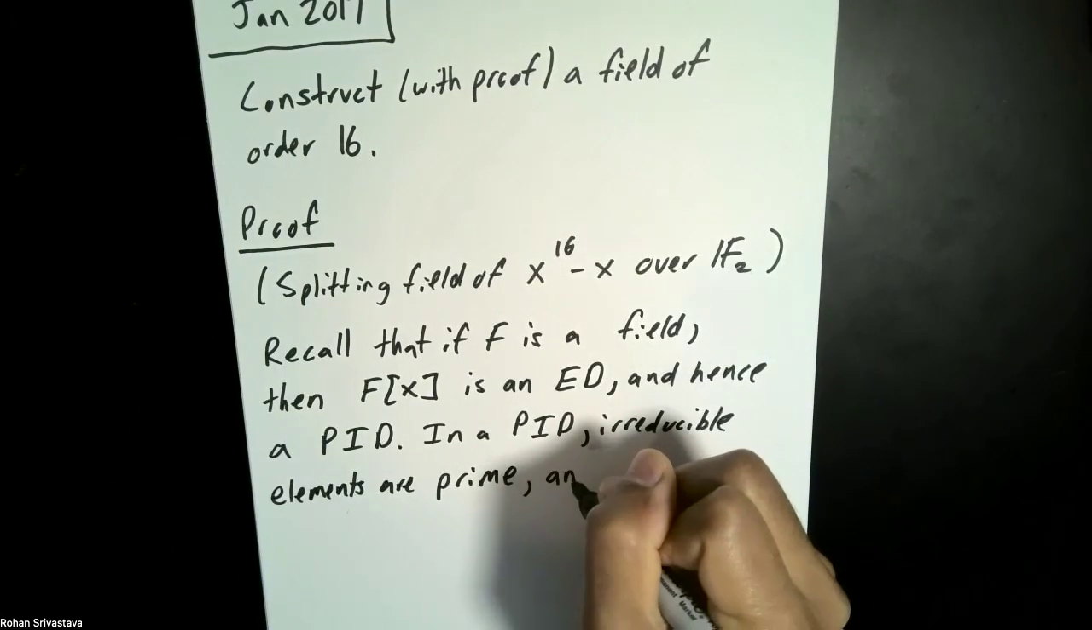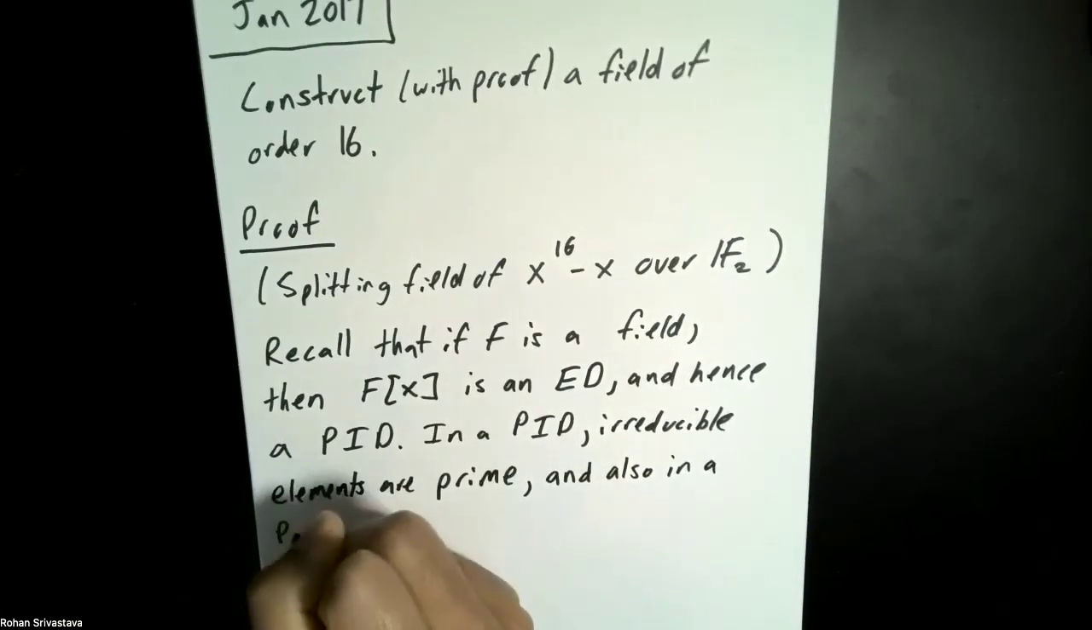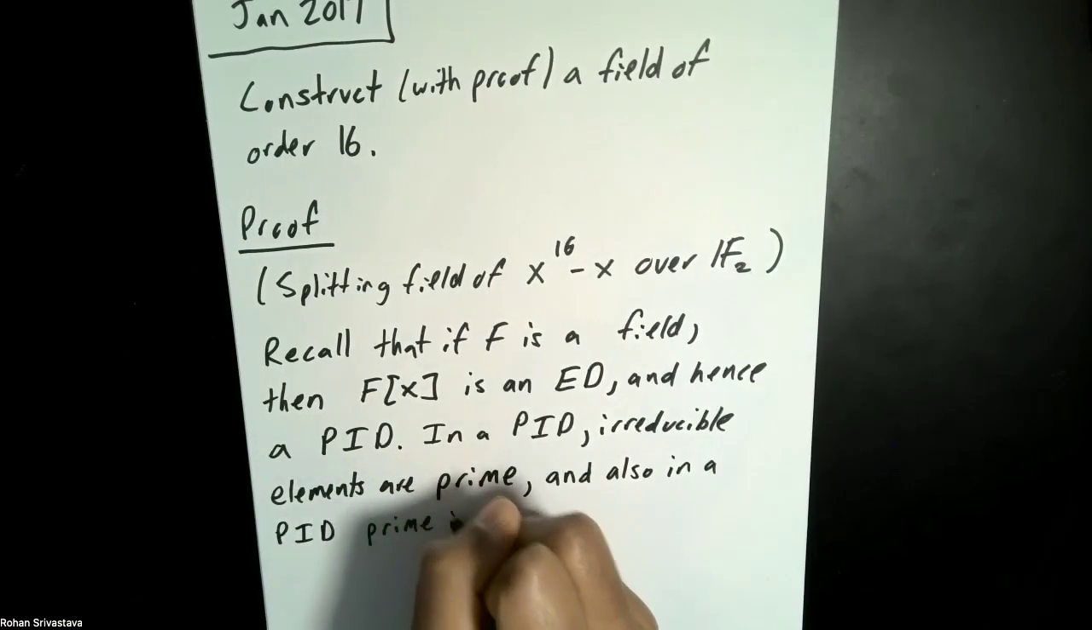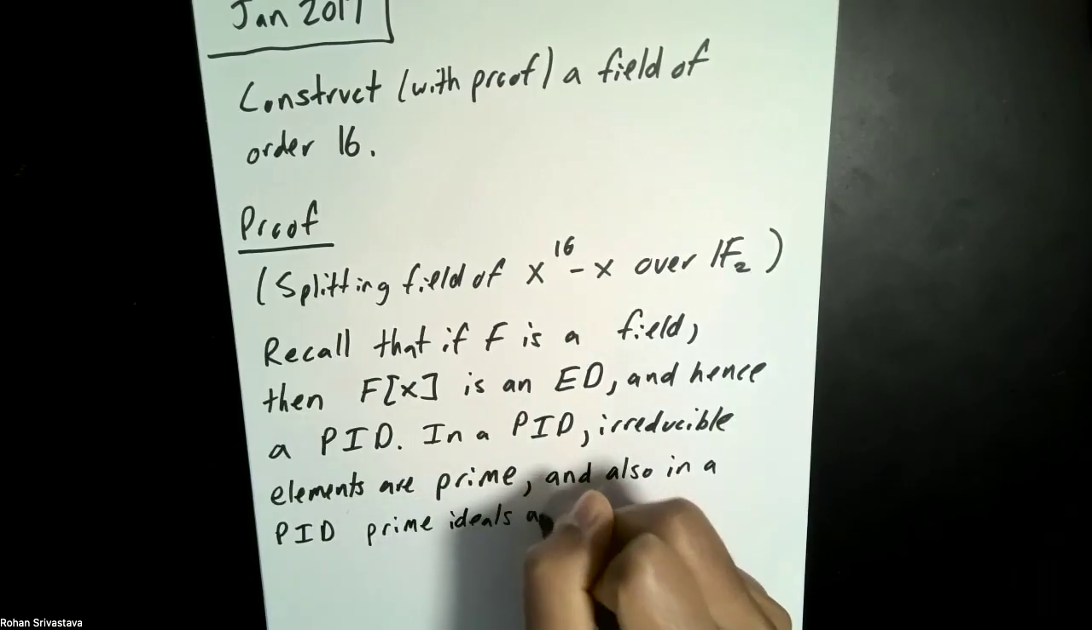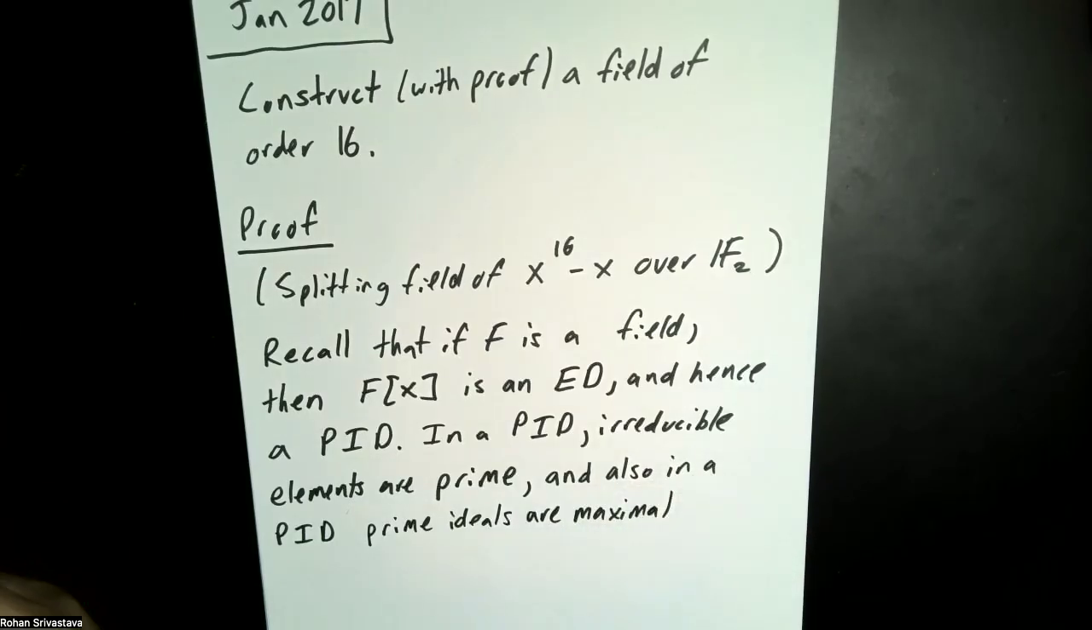And also another special thing in a PID, prime ideals are maximal. So recall that maximal ideals are prime in any commutative ring with unity. But in a PID, it's also true that prime ideals are maximal ideals. So what does this mean for us?